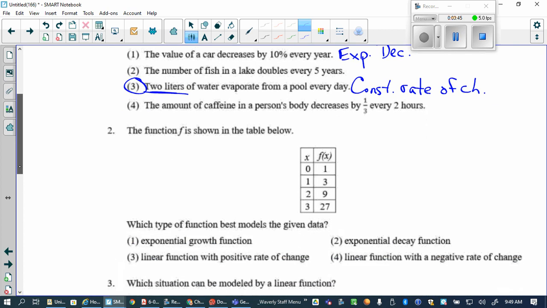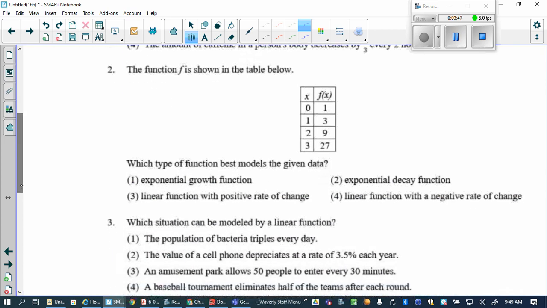Okay, on to number 2. So now we have a table. Same kind of questions, right? So look at the table, right? It might help to maybe jot something down off to the side here, right? So what do you think? Exponential growth, linear?